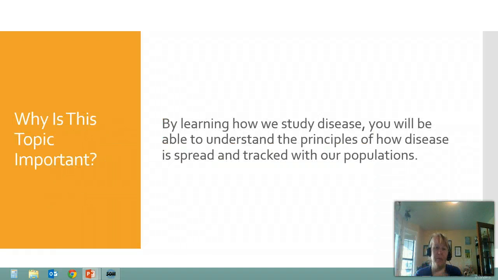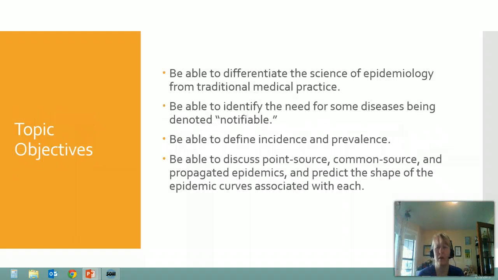So why is this topic important? As healthcare professionals, it's really important that you understand how we track and understand how disease spreads. And this is exactly what epidemiology does. They are the disease detectives of the world. And this happens at a local, a state, a national, and even a global scale.